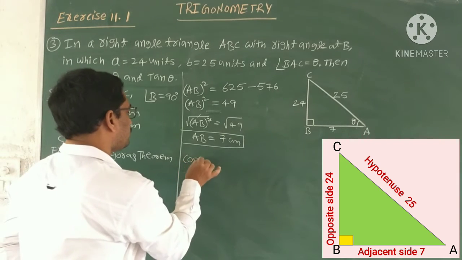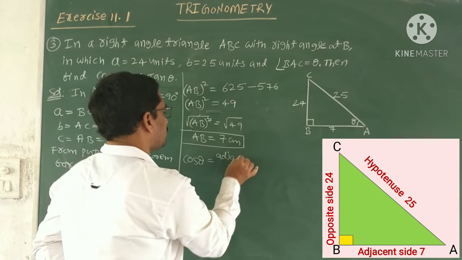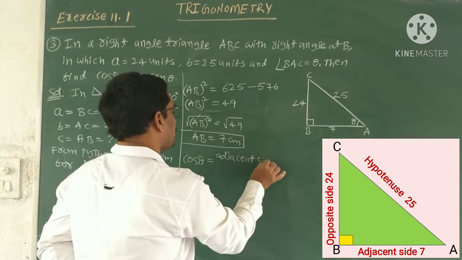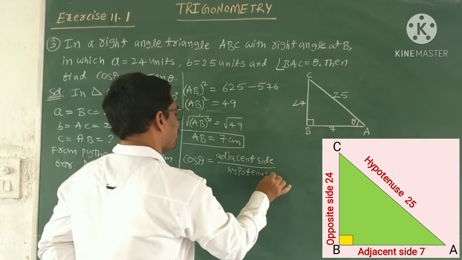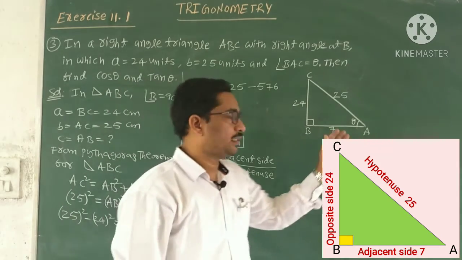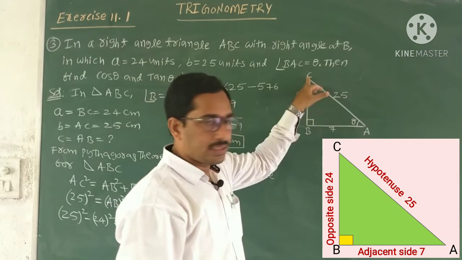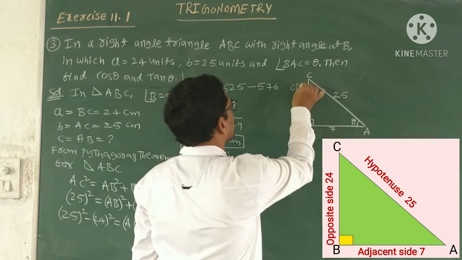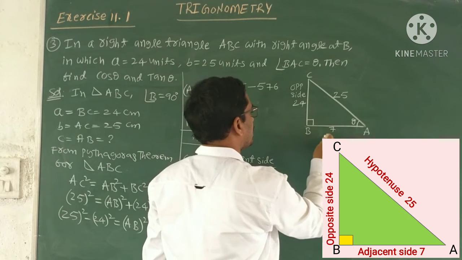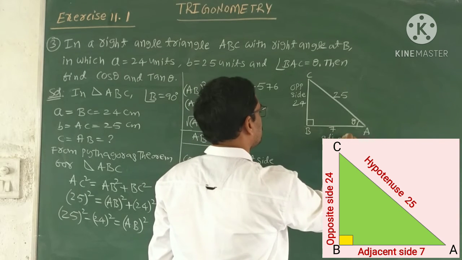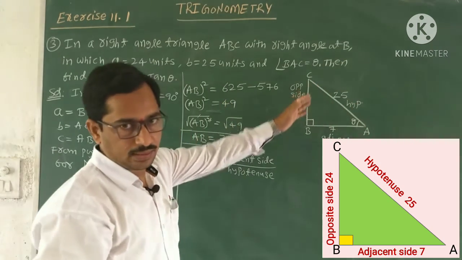Cos theta formula is adjacent side by hypotenuse. So identify opposite, adjacent and hypotenuse in triangle ABC. Here, for the angle theta, its opposite side is BC. Next, adjacent to the angle theta, the side AB is the adjacent side. The longest side is always the hypotenuse, so the longest side is AC.